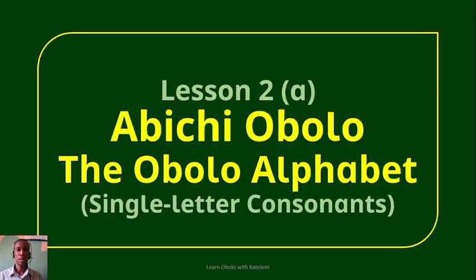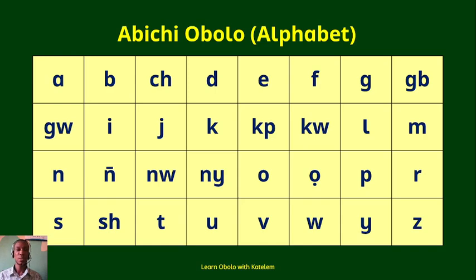Today we are looking at lesson 2A. We're still talking about the Abichi Obolo, the Obolo alphabet, and today we'll be concentrating on the single letter consonants. Recall that in our previous lesson we talked about the Obolo alphabet from A to Z, the first to the very last possible letter.